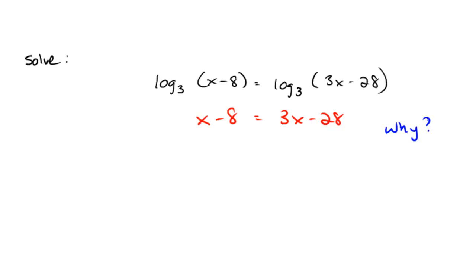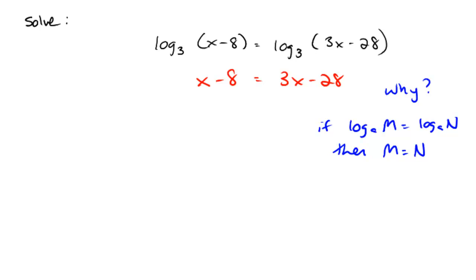Why are we allowed to do this? If log base a of m equals log base a of n, then we are allowed to say that m equals n. So that's pretty handy in this situation, because then we can move all the x's to one side. I'm going to choose to move them to the right-hand side so my coefficient is positive, but that's a matter of personal preference. Then move the 28 over, so add 28 to both sides. You'll find that 2x is equal to 20, and then in a feat of mental arithmetic, x is equal to 10, so our solution set is 10.